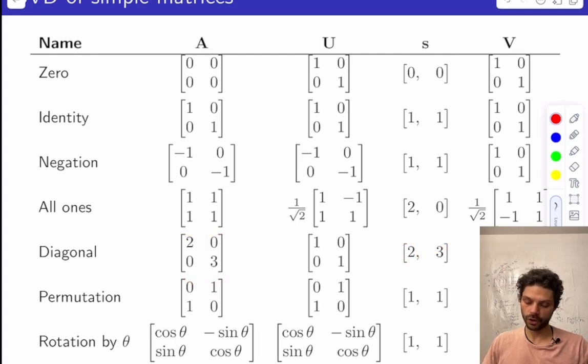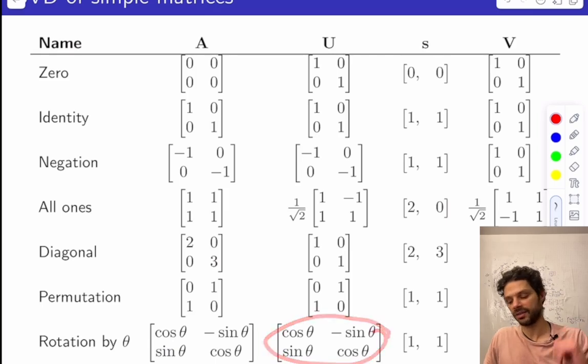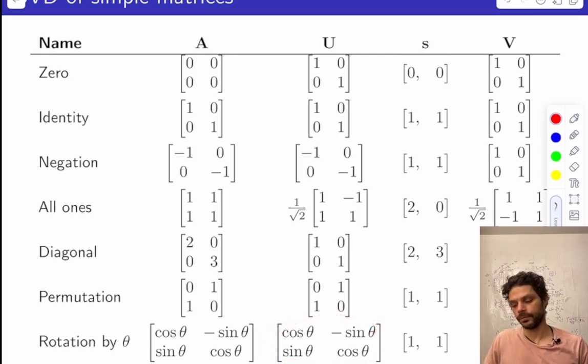Here's the permutation matrix, which is another fun one. Again, it's not changing the size of anything, just shuffling things around. And so it just has shuffled inputs and outputs. And the rotation, well, you don't have to do anything on the input side. Again, you're rotating, you're not changing any sizes, you're not amplifying anything. Your last stage could be a rotation. So that's kind of how you capture it. So that gives you some examples of what some of these SVDs look like.